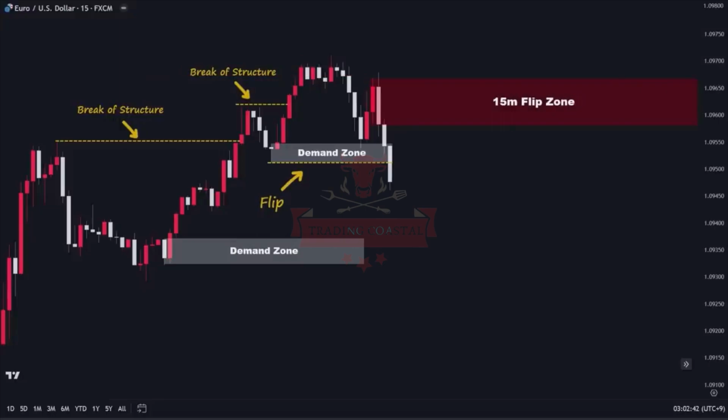Now that we have identified the flip zone in the 15-minute time frame, our next step is to monitor the price as it enters the flip zone. As you can see, the price has now entered the flip zone on the chart. Let's switch to the 1-minute time frame to get a clearer view of the price action and look for any signs of a change in character.